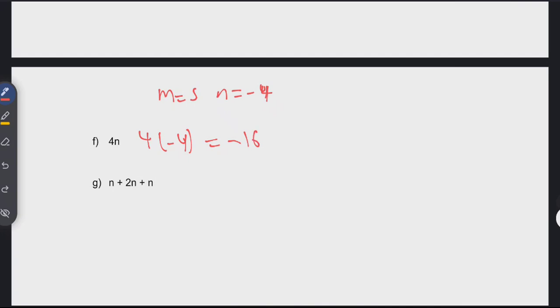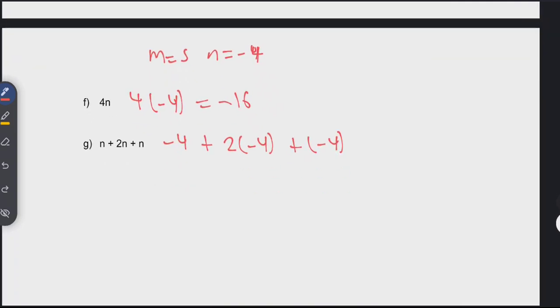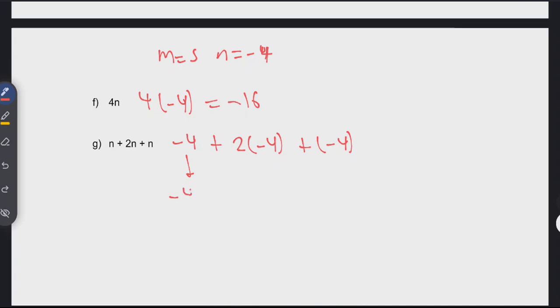And then we have n plus 2n plus n. Okay, so we have minus 4 plus 2 times minus 4 plus minus 4. Okay, so let's think about this term by term. So the first term is just minus 4. The second term is 2 times minus 4. We know that now that is minus 8. And then we have plus minus 4. That's minus 4. So minus 4 minus 8 minus 4. That is going to be equal to minus 16.